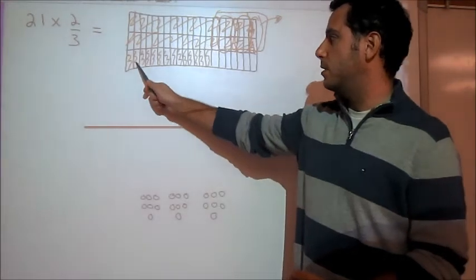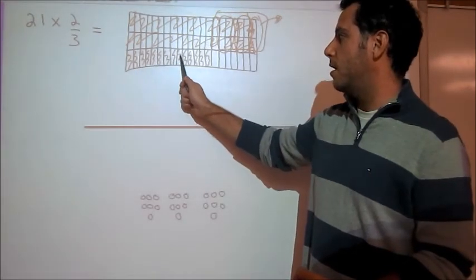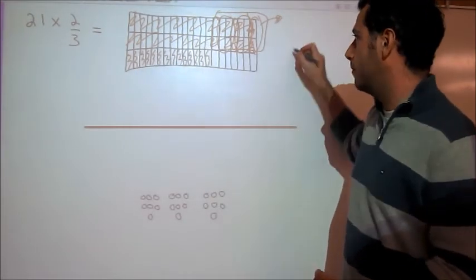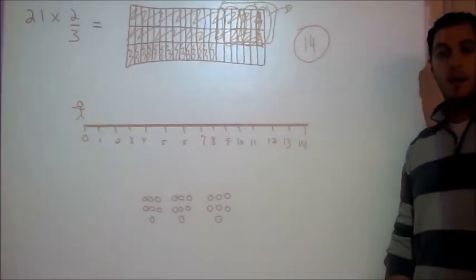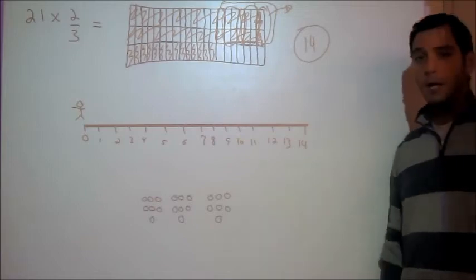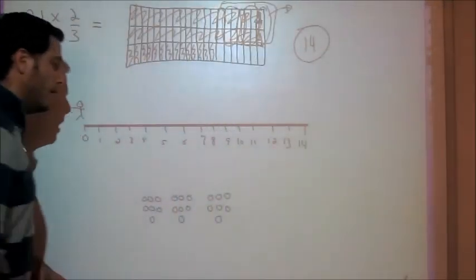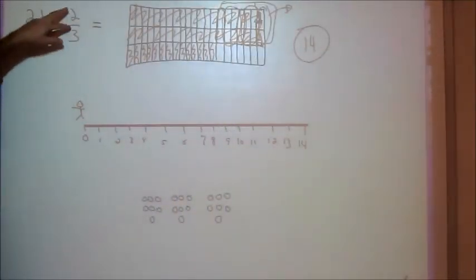So our answer is 1, 2, 3, 4, 5, 6, 7, 8, 9, 10, 11, 12, 13, 14. Now we can also solve this problem using a number line, and we would do that by taking 21 steps of 2/3 each.